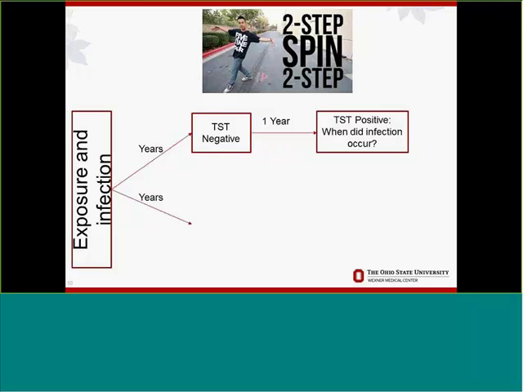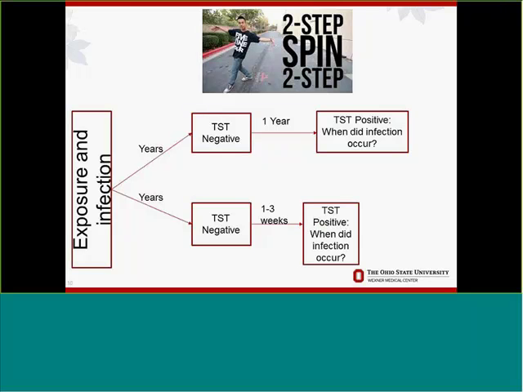So instead, we do the two-step. So again, years pass. The first one is negative. You would then wait 1 to 3 weeks. The first test can cause a little bit of boosting of the immune response. And so now when we do the second test, 1 to 3 weeks later, we get a positive test. Now we'll still have this question, when did the infection occur? However, what we know for sure is that it's not our fault because of the window period, because we know that that test can't turn positive for about 6 to 8 weeks. Therefore, it must have occurred prior to employment.